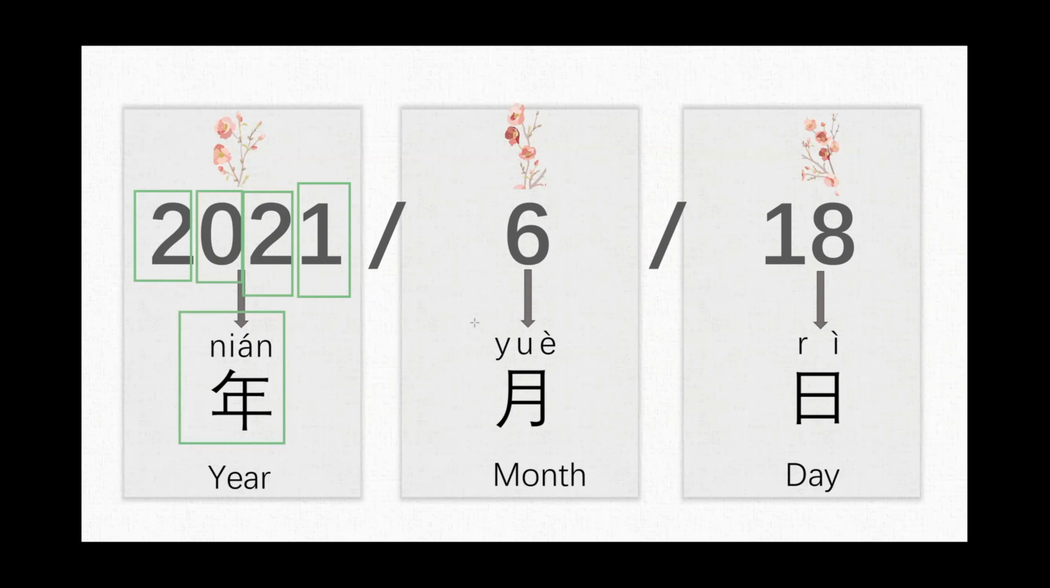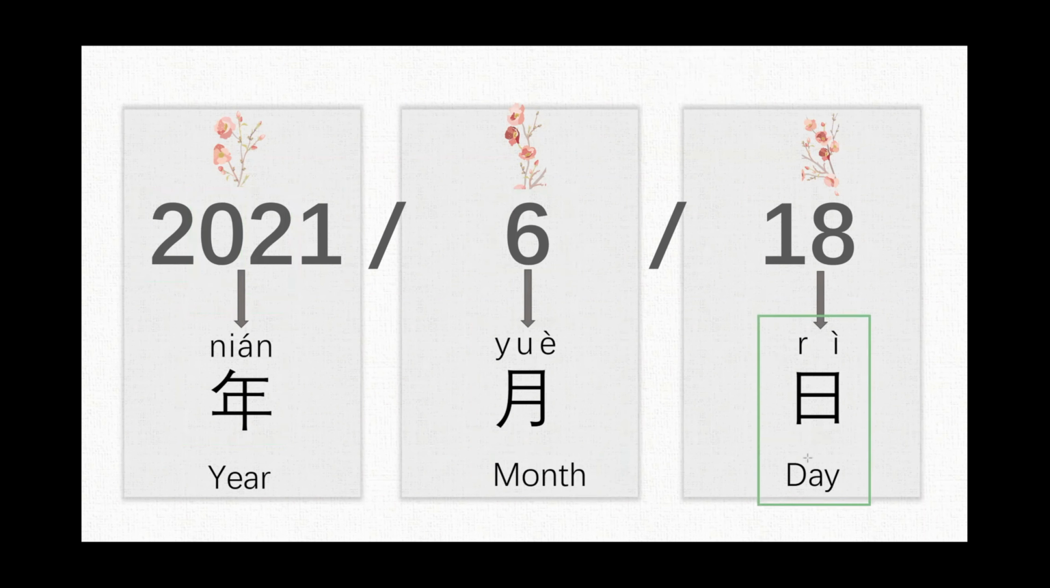Second one, for the months, we call it 月, right? So then you just read the number. 6 in Mandarin, we call it 6. So 6月. The last one is the day part. This one we call 日, which means day, right? So here you cannot call it 1 and 8. This one is literally 18. So we will call it 18日.